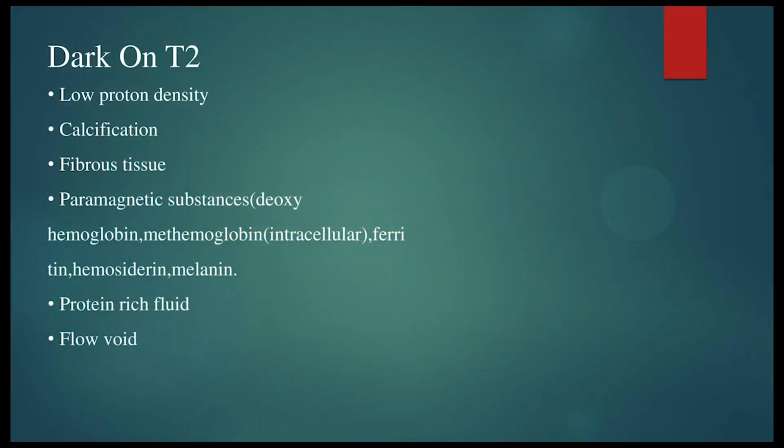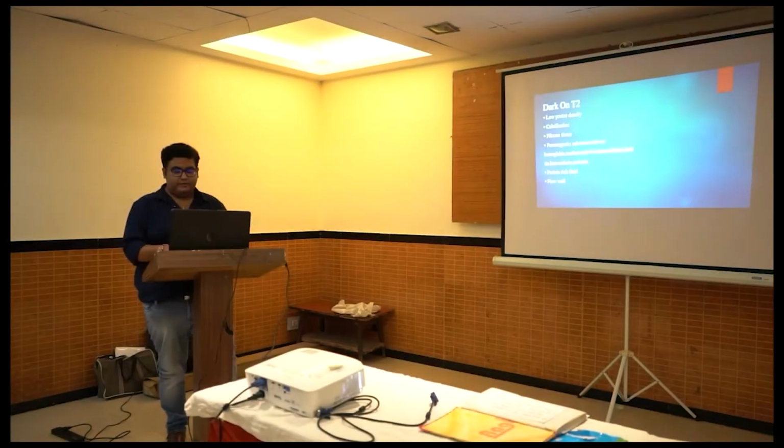What is dark on T2 is low proton density, calcification, fibrous tissue, paramagnetic substance, protein rich fluid and flow void.